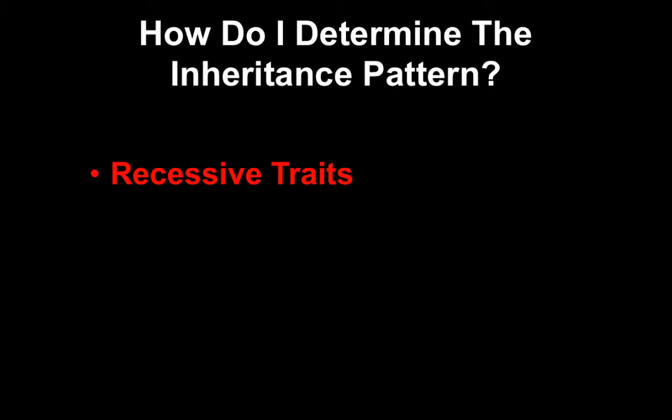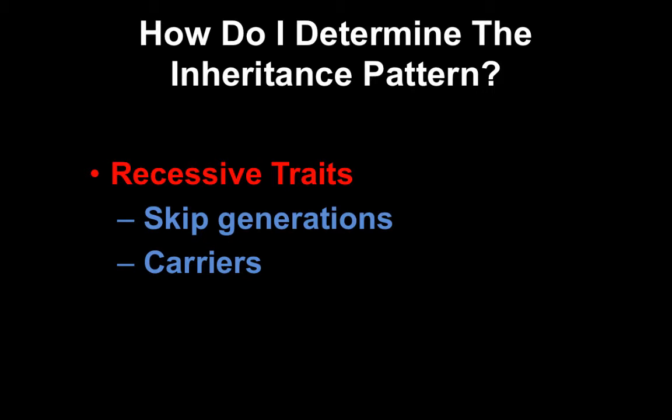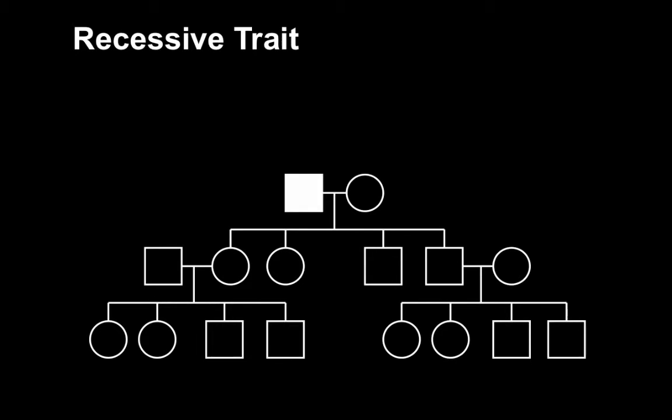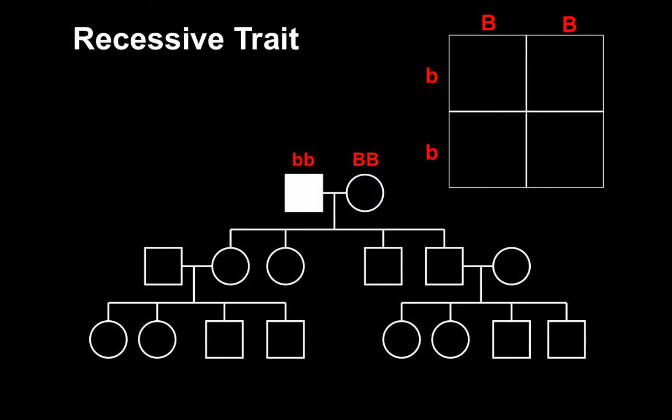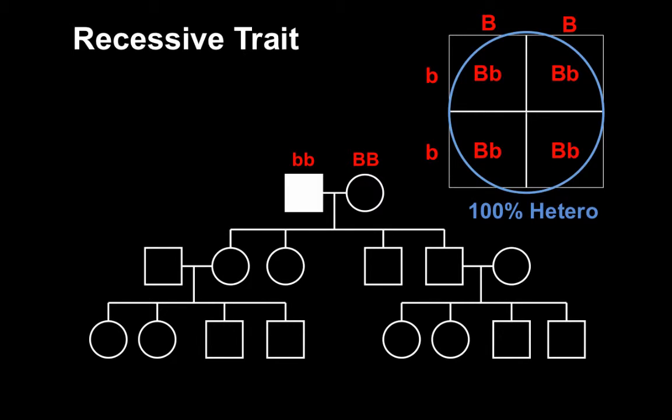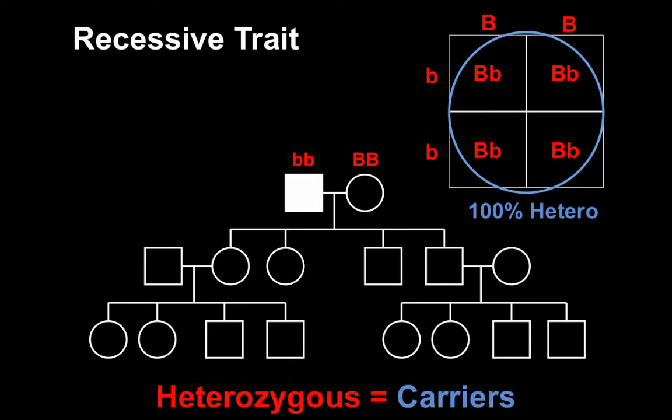Let's say it's a recessive trait, though. These are going to be the ones where you hear people say, oh, that skips a generation. That's because it's a recessive trait. And we're going to see carriers in there. All right, so let's say that, again, since we're talking about a recessive trait, if you have it, you're homozygous recessive. And let's say that this person is homozygous dominant. Set up the Punnett square. All of them are going to be heterozygous. Means they're all going to be carriers. Because remember, heterozygous means carrier.